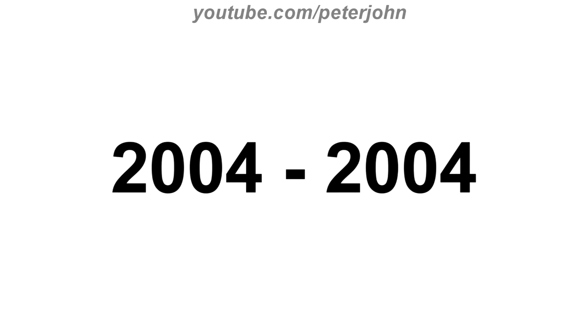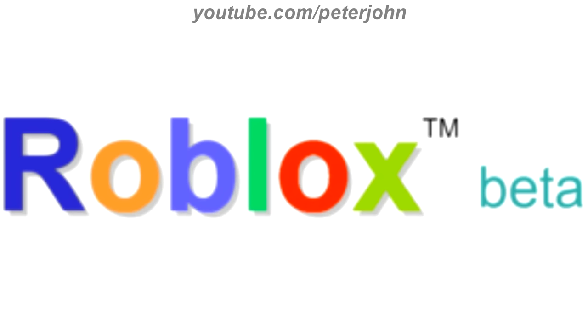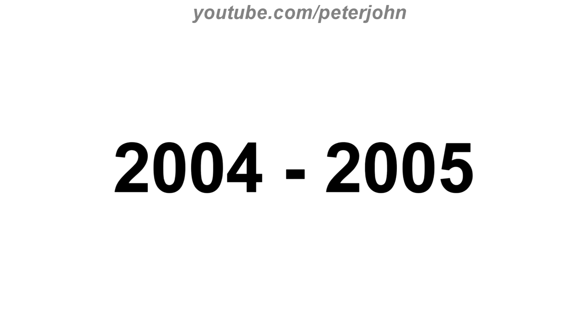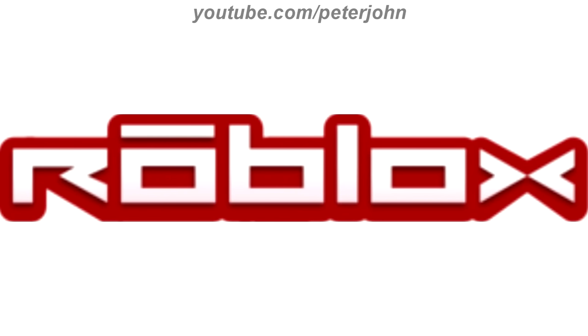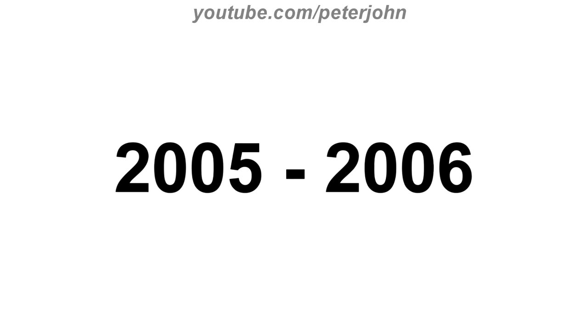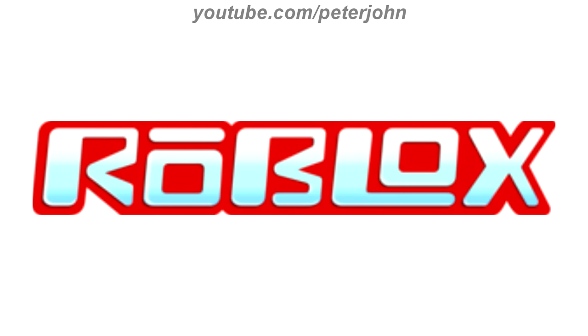2004 to 2004, they finally changed its name to Roblox. There is the word Roblox in colorful text, a trademark mark, and the word Beta in blue text. 2004 to 2005, there is a stylized word Roblox in a reddish white with a red outline. 2005 to 2006, the font has changed, and the outline is bigger and lighter. Also, all the letters are connected. Here is the beta version.